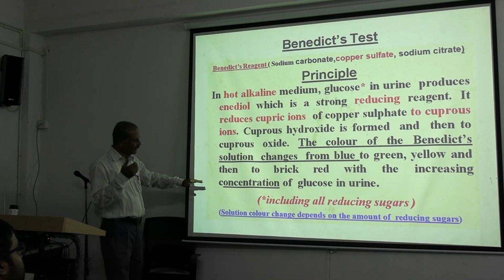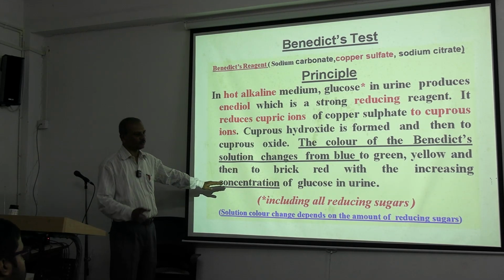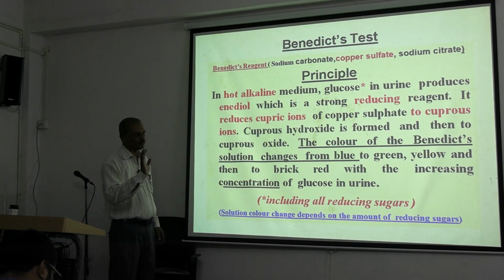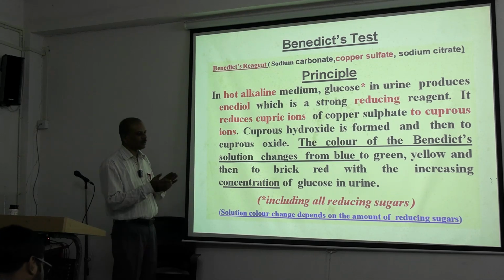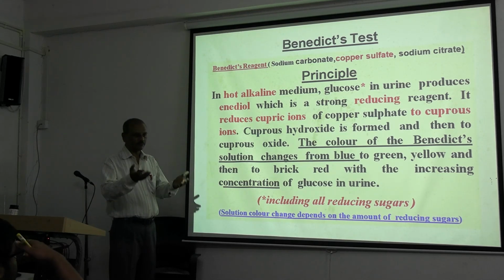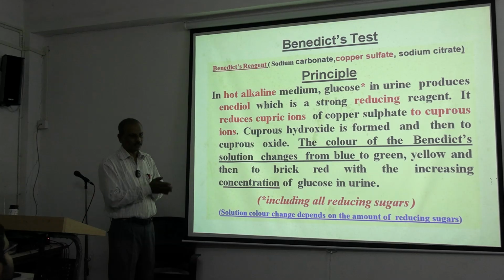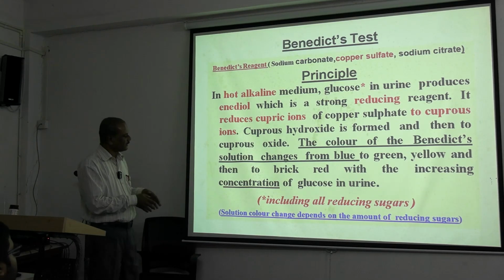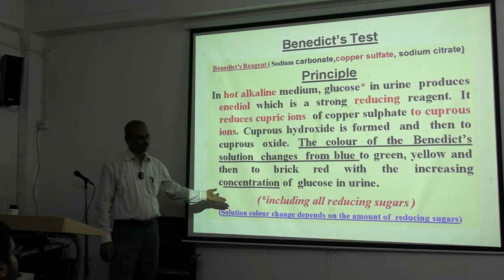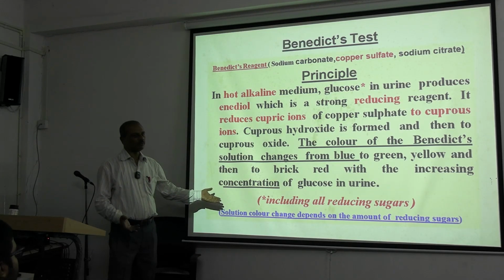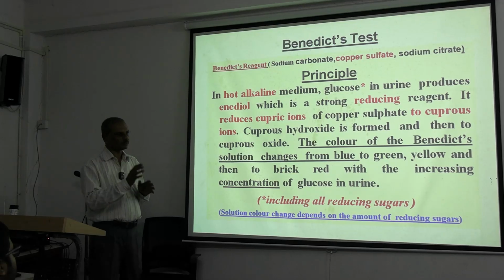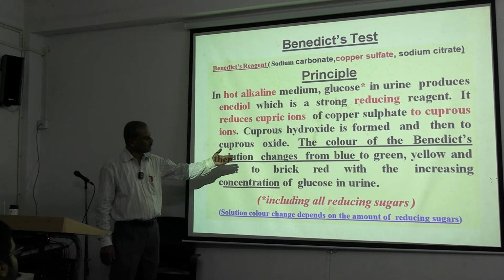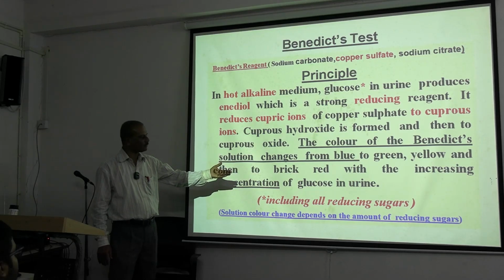And again for your understanding, I told you amount. Basically in solution we write concentration, not the actual amount. The concentration means how many milligrams are present in 100 ml, or 1 liter, or 1 ml. In biochemistry we all talk about concentration, and the concentration depends on the amount: how many ml or liters or 100 ml this is dissolved in. So the color change will depend on that concentration or amount of reducing sugar.